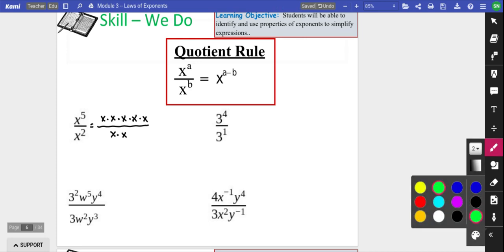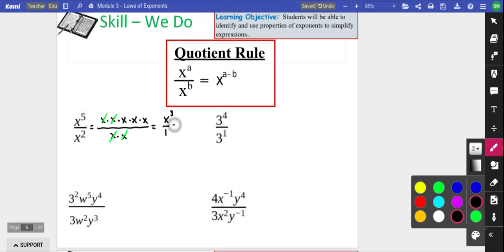In order to simplify, we would have to cancel. So I would cancel this x and this x. I would also cancel this x and this x. And I'm left with x times x times x at the top. And if I want to represent it as an x with an exponent, it would be x to the cube. At the bottom, I don't have anything, so I would put just the 1, which basically simplifies to x cubed.